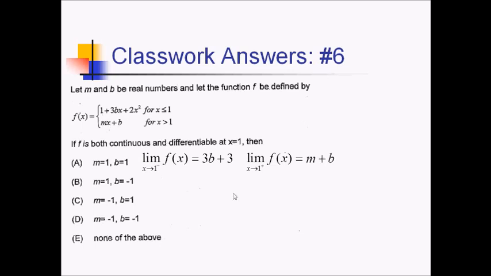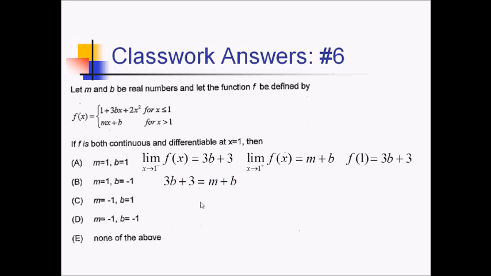So we know, and also let's just throw in the function value, f of 1. That's going to match the top rule here, which again gave us 3b plus 3. All right, if this is a continuous function, these three things have to match. So that means that 3b plus 3 and m plus b have to equal each other. Can't really do a whole lot more than that to solve at this point. I'm going to need another equation.